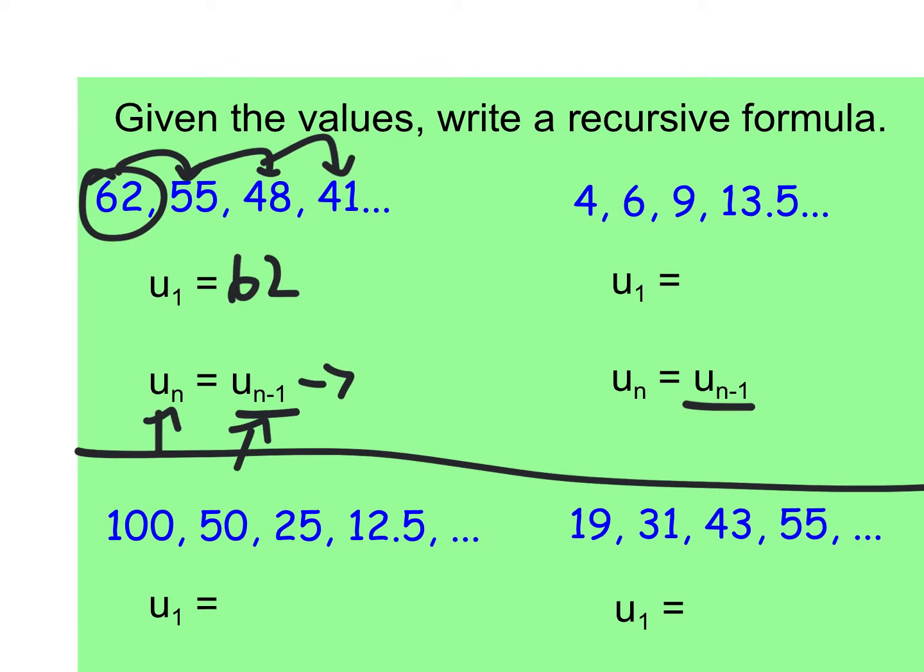Oh, wait, and a domain. Did I catch you? n greater than or equal to 2. It's going to be so easy to forget that domain, and I'm sure some of you probably just did. Remember that these formulas only work to predict the second term or later. You can't figure out the first term by just knowing that you subtract 7 each time. You've got to know where to start.